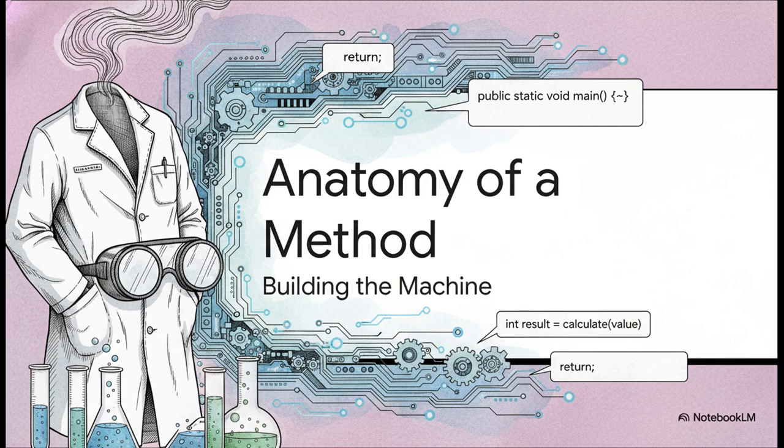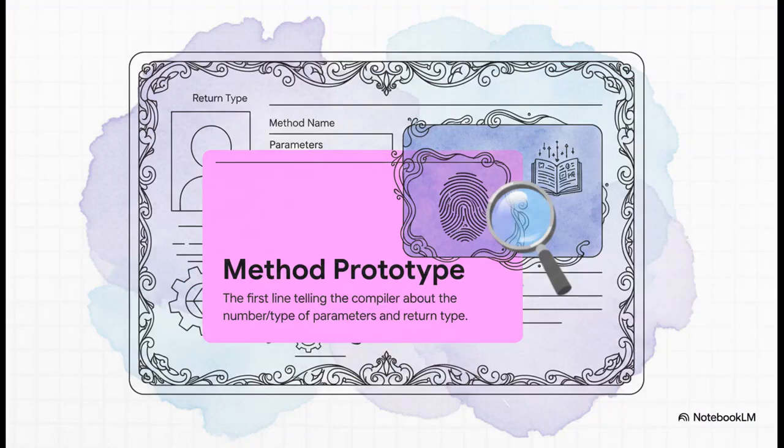Moving right along to section 2, the anatomy of a method. Now, before we can use a method, we have to define it. And the very first line of that definition contains 2 concepts that get mixed up all the time, the prototype and the signature. So the method prototype is that entire first line.